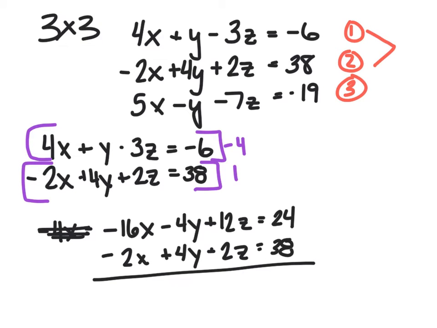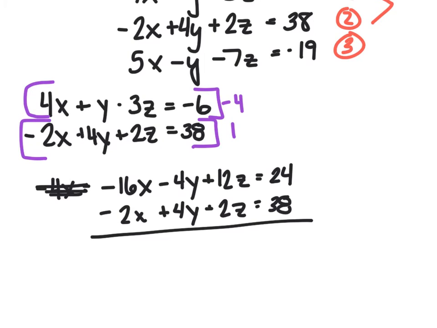Okay, and remember, the whole point was to eliminate a variable. So let's see. -16 and -2, that gets me a -18x. Slam, bam, those will disappear. We love that. Plus 14z equals 62. So I've condensed equations 1 and 2 down to a 2 by 2 system.